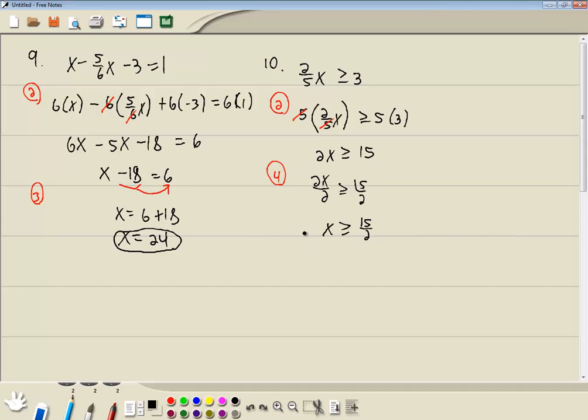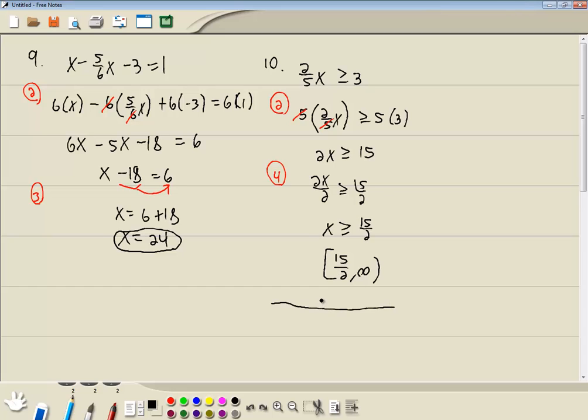Now, interval notation. Whenever you've got a greater than, it's going into positive infinity. So this will be 15/2, comma, infinity. Infinities always have parentheses on them. Whenever you have a line underneath your inequality symbol, that means you put a bracket. So there'll be a bracket on the 15/2.